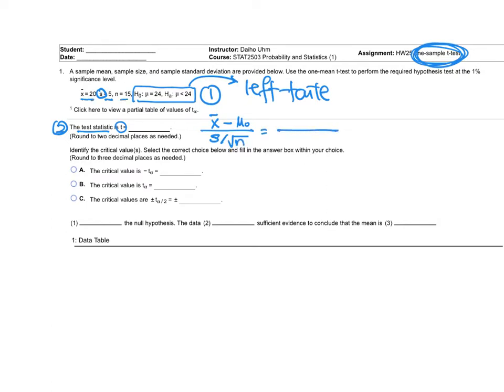So let me plug the 20 for the sample mean minus the initial setting value was 24. And the sample standard deviation S was 5. And square root of the sample size is 15. So let me take the test statistic. It will be negative 3.098.